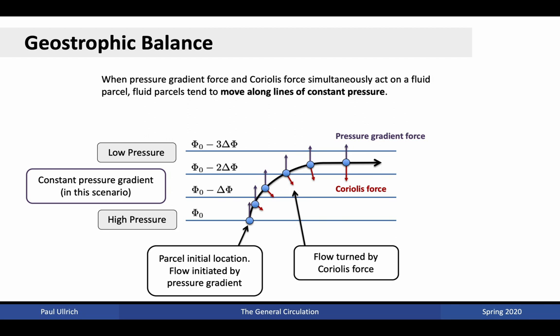This scenario cannot be repeated if the fluid parcel is moving in the opposite direction. That is, if it's moving to the west, the Coriolis force and the pressure gradient force would be aligned with one another, and the system would not be in balance. The tendency for fluid parcels to follow along these lines of constant pressure is known as geostrophic balance.